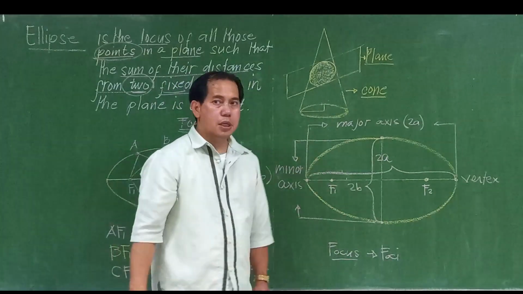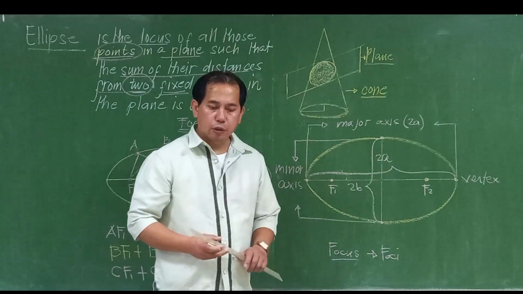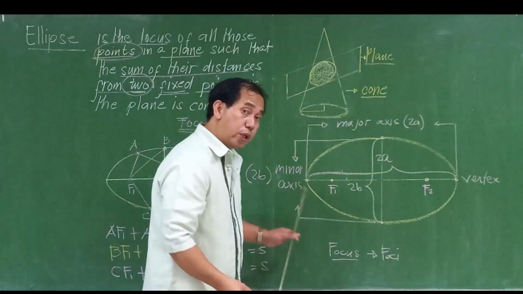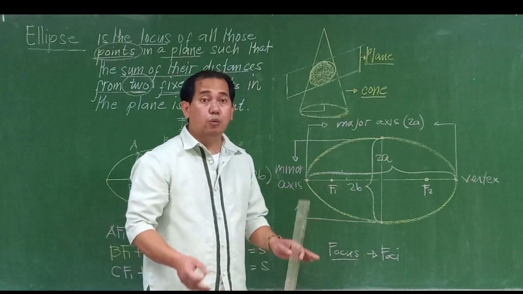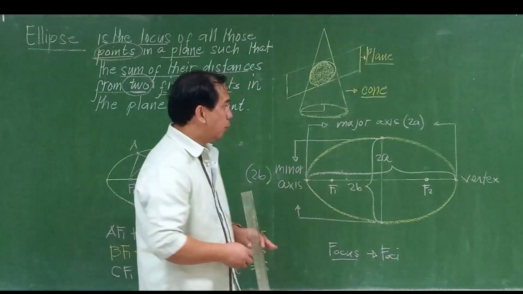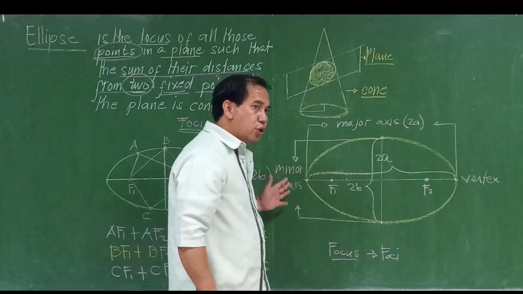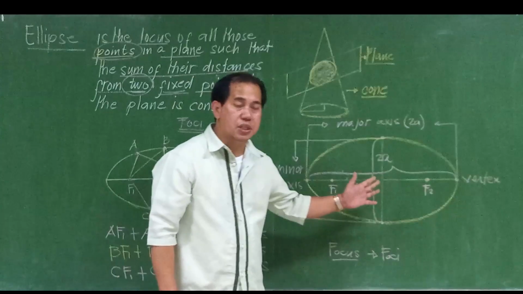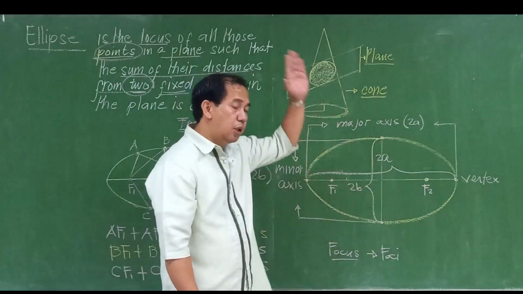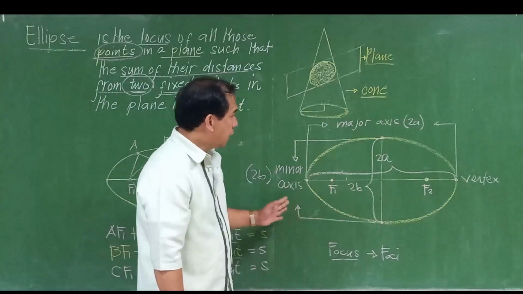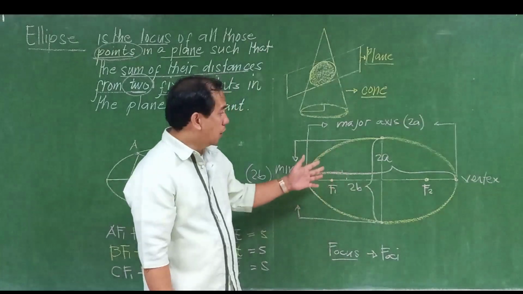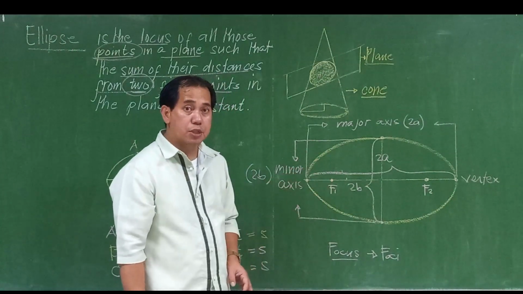Now mind you class that when we are talking of the ellipse, there are two kinds of ellipse we consider. We have what we call the vertical ellipse and then the horizontal ellipse. When we say horizontal ellipse, the major axis is the x-axis. When we say vertical ellipse, the major axis is the y-axis. So that is how we label the parts of the ellipse.